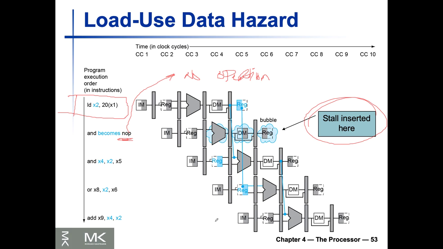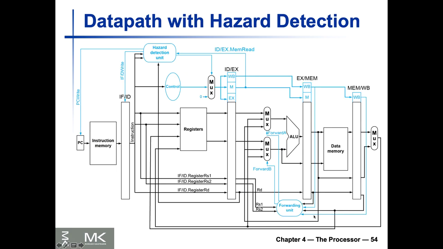So now adding all together, so this was before these two. Now we have a hazard detection unit, right? That completes the control check for forwarding hazards, okay?